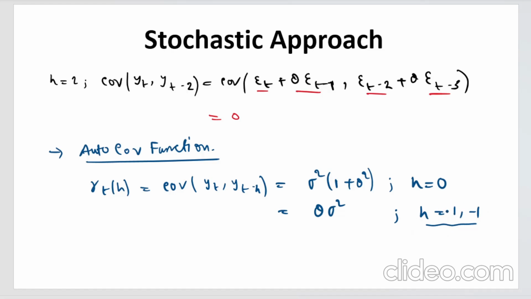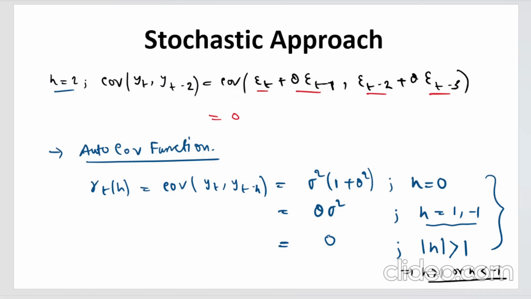So as of now, just see what I am doing, that for h equals 1 and minus 1, this will be this, and for any h with mod h greater than 1, which means h is greater than 1 or h is less than minus 1, for any of these values, what will happen? This autocovariance function will take the value 0. Why is this the case?